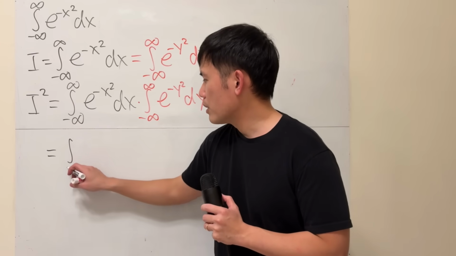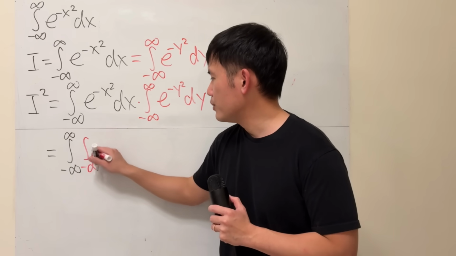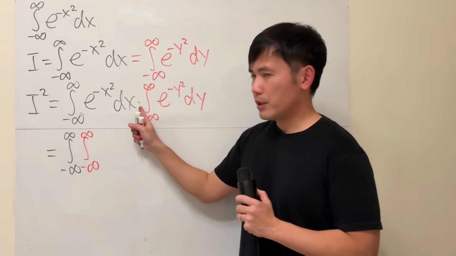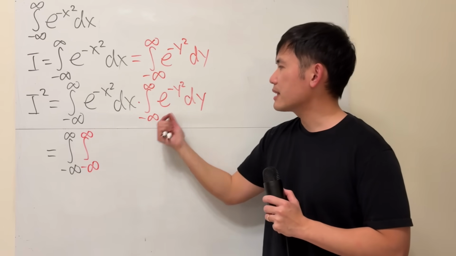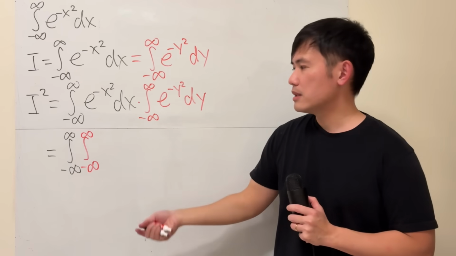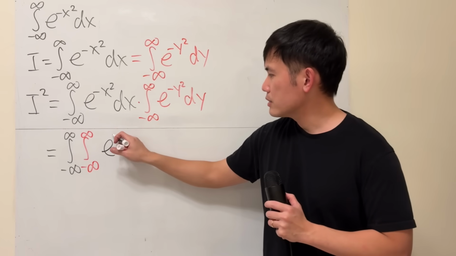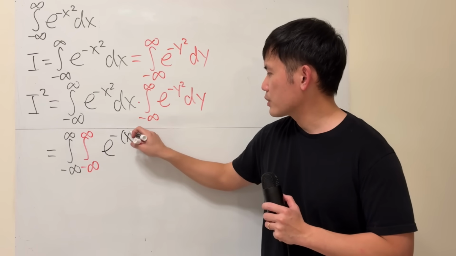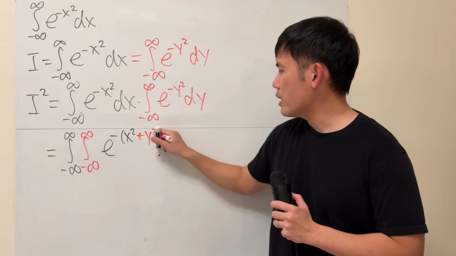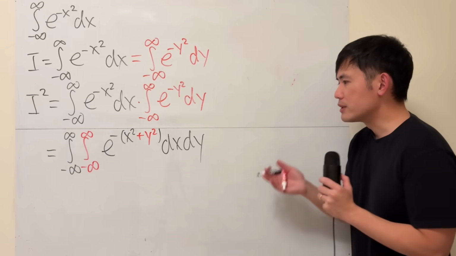So we have the integral going from negative infinity to positive infinity, integral going from negative infinity to positive infinity. We are multiplying this times that. The bases are equal, so we just need to add the exponents. So we just need to have the e, both are negative, factor that out. So we have negative, and then we have x squared plus y squared, and then dx dy. And now we end up with a double integral.